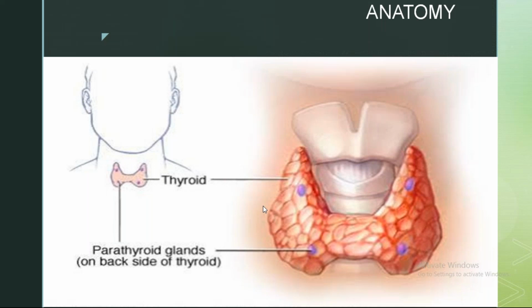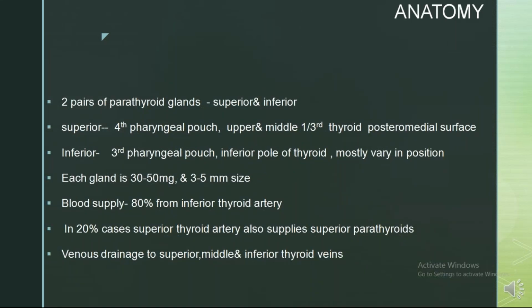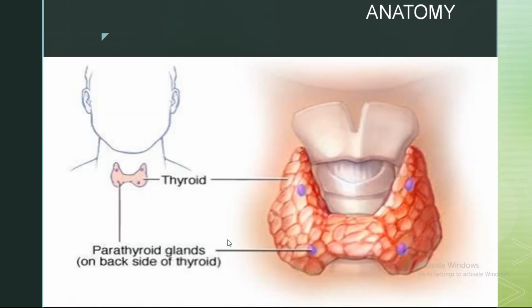So today our topic is discussion of the basics of parathyroid gland. Coming to the parathyroid glands, there are four in number. A pair of superior parathyroid glands and a pair of inferior parathyroid glands located in close relation to the thyroid gland.